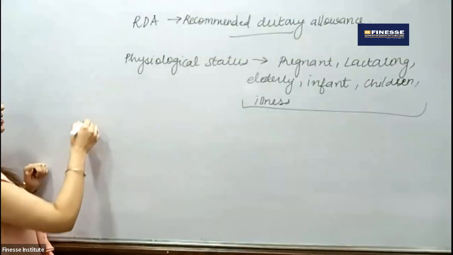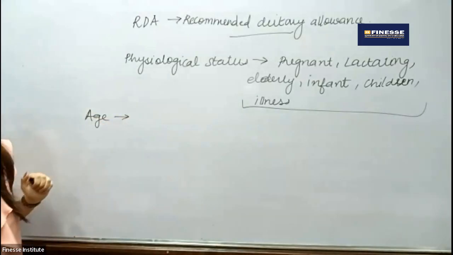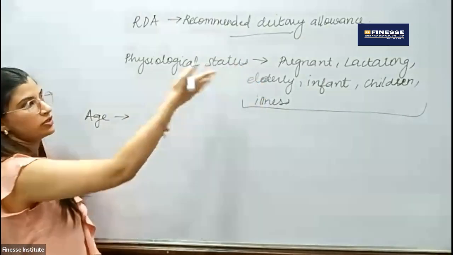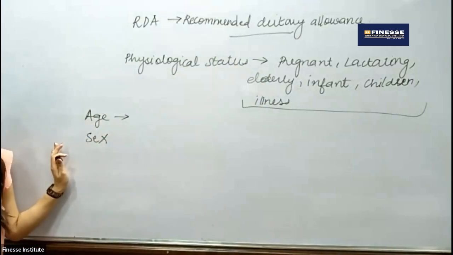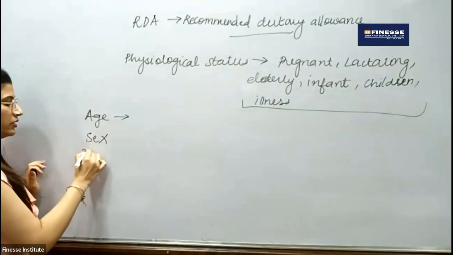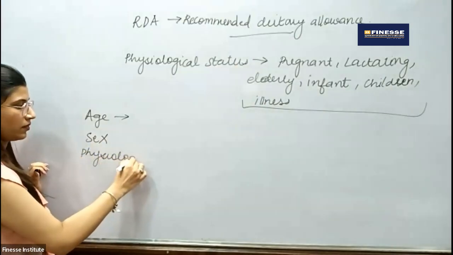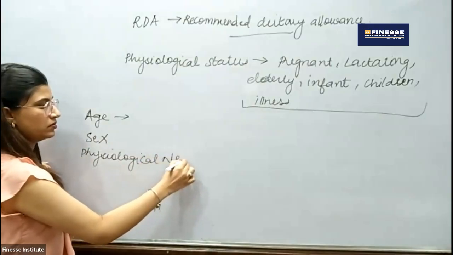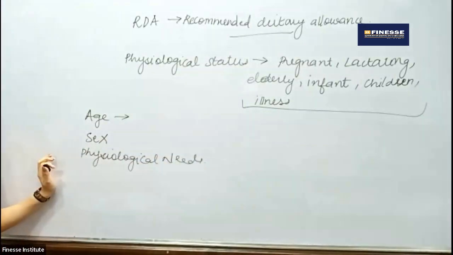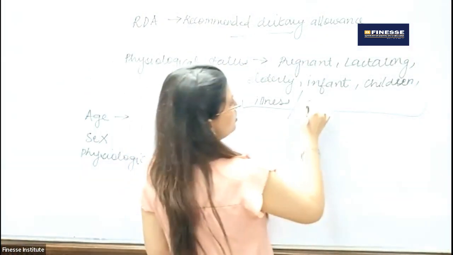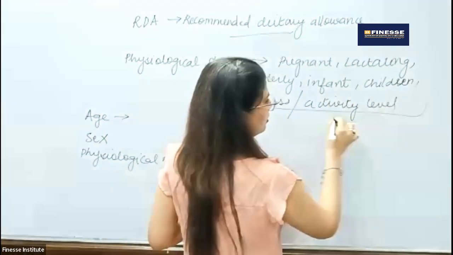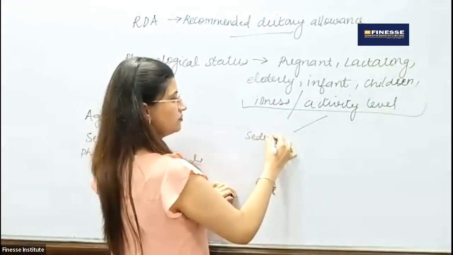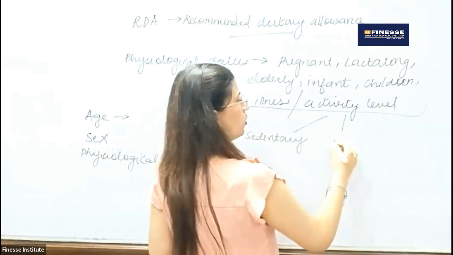So what are the bases of RDA? First of all, we see the age. Age can be infants, elderly, children. Then we check their gender, that is male and female, and the physiological needs, whether the person is pregnant, lactating, or has an illness, along with the activity level. Activity level is divided into three parts: sedentary activity, moderate activity, or heavy work.